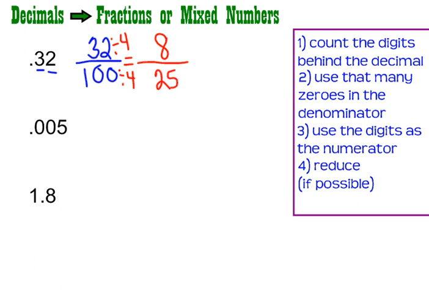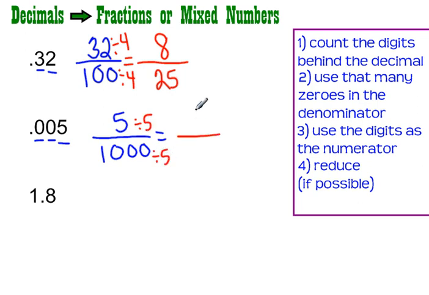Let's go ahead and try this next problem using the same steps. Count the digits behind the decimal. 1, 2, 3. That means my denominator will have 1, 2, 3 zeros in it. Use this digit here as the numerator. And reduce if I can. Well, I can divide both the top and bottom by 5. 1 over 200.